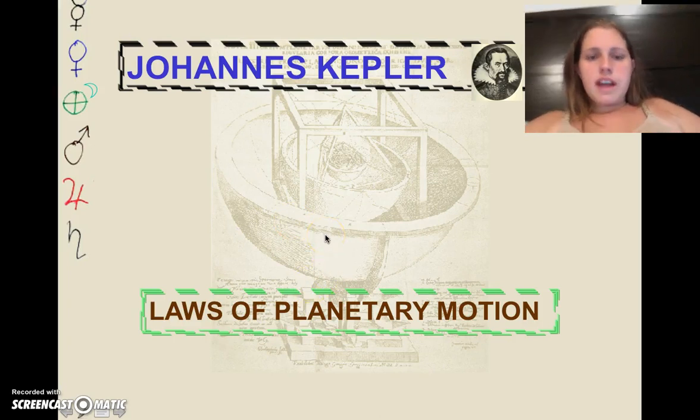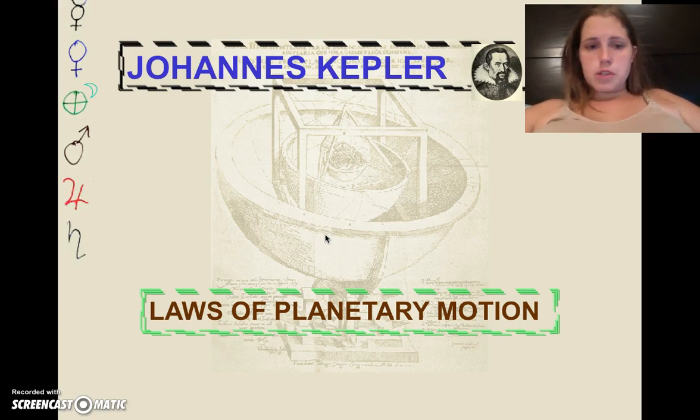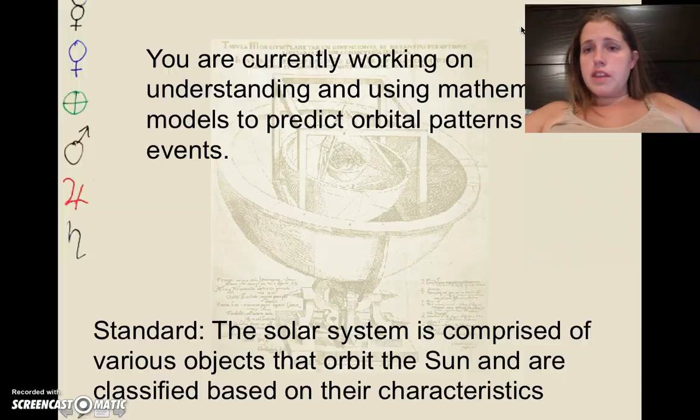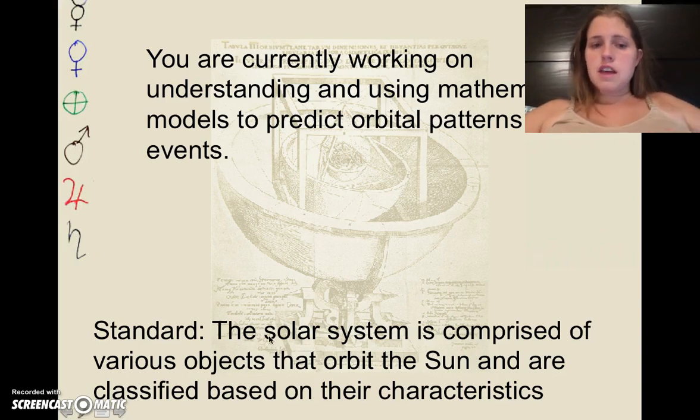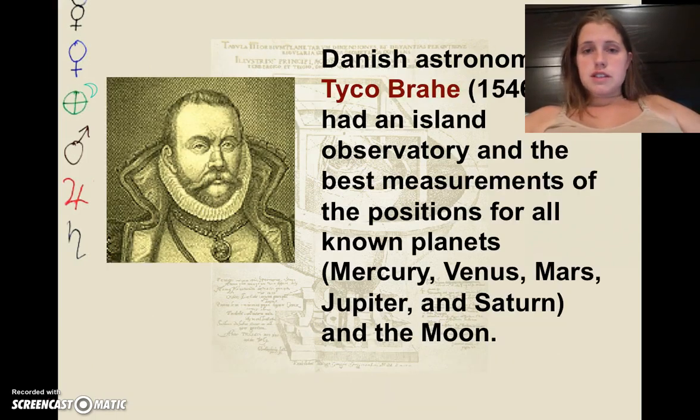Alright guys, we're going to go ahead and talk about Johannes Kepler and the laws of planetary motion. Currently, with this activity, you're going to be working on understanding and using mathematical models to predict orbital patterns and events, which will eventually help you to master this standard: the solar system is comprised of various objects that orbit the sun and are classified based on their characteristics. And we're able to classify orbits based on their characteristics.